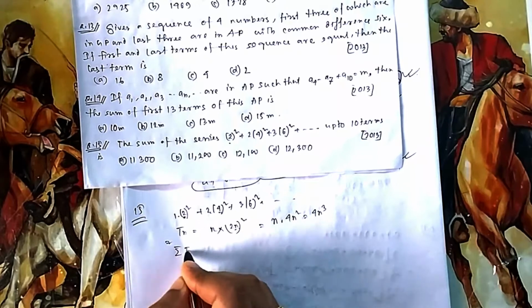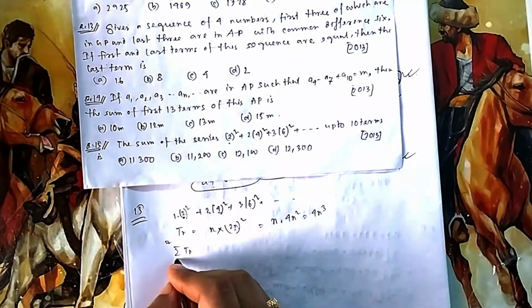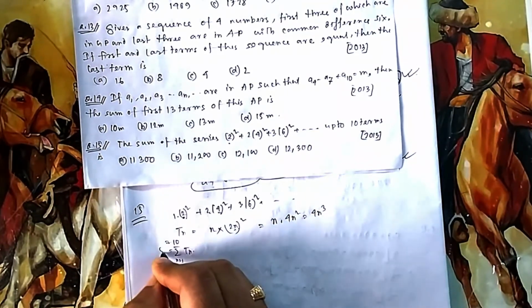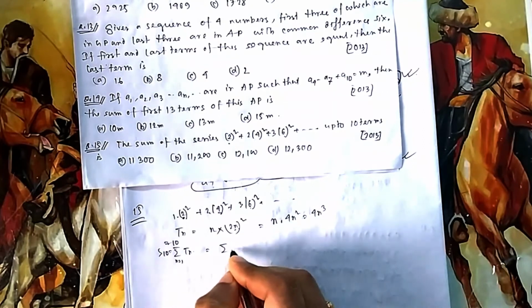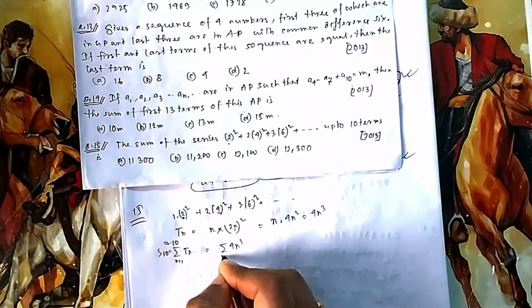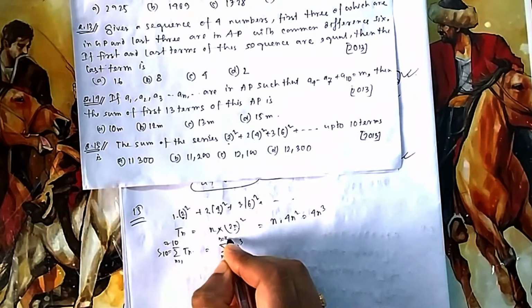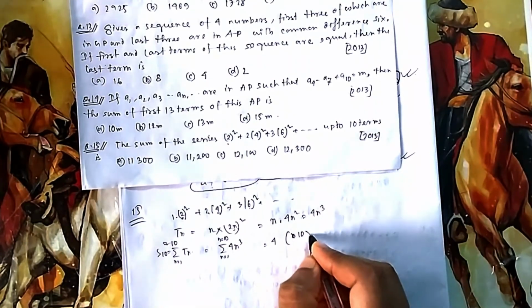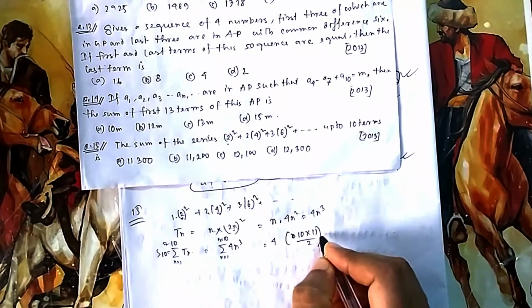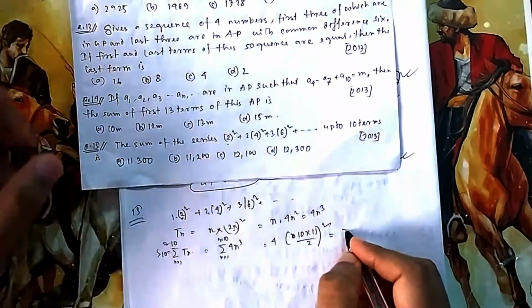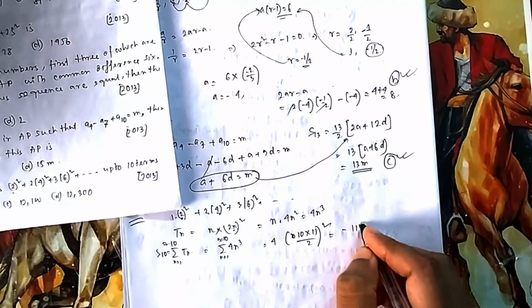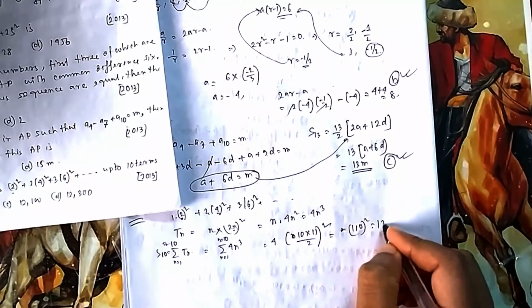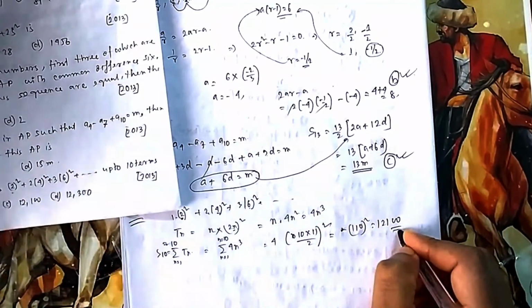So what will be its summation of Tn up to how many terms? It is n equal to 1 to n equal to 10, that is S10. That is the summation of 4n cube, n equal to 1 to n equal to 10, which is 4 into n into n plus 1, that is 10 into 10 plus 1 divided by 2, whole square. So it will be 110 whole square, that is 12100. That is your option C.